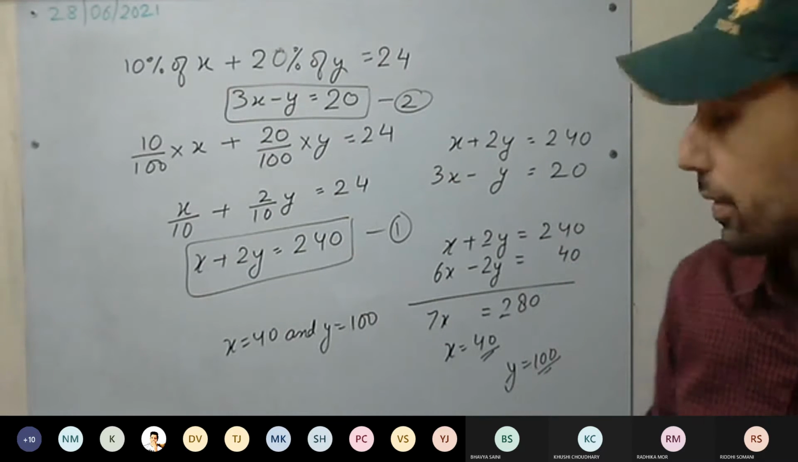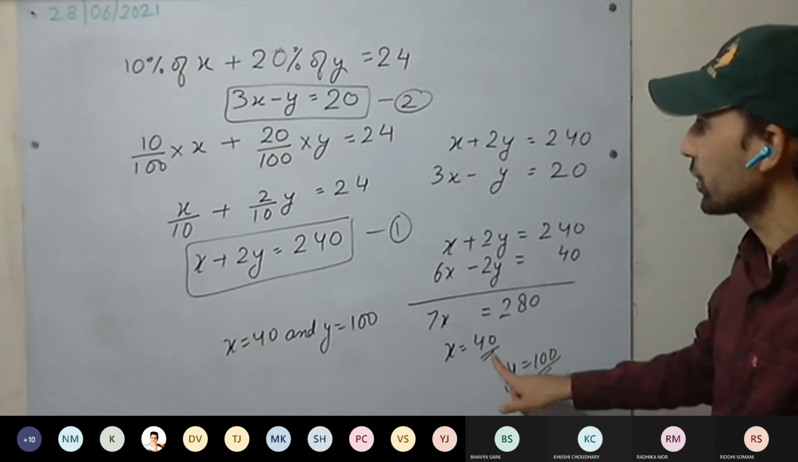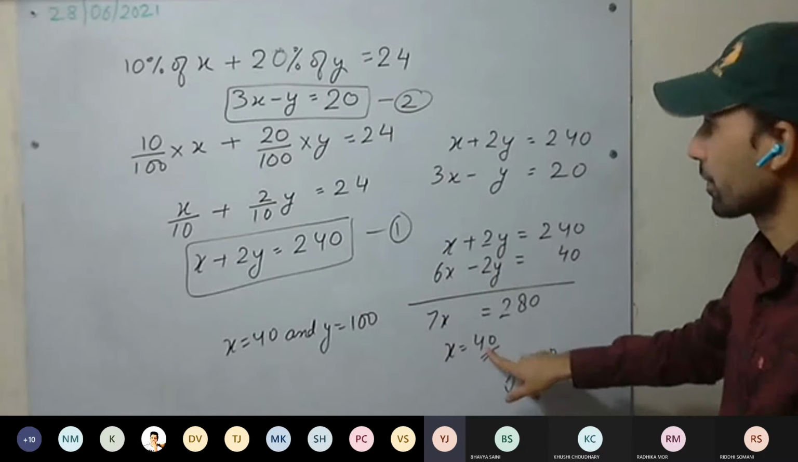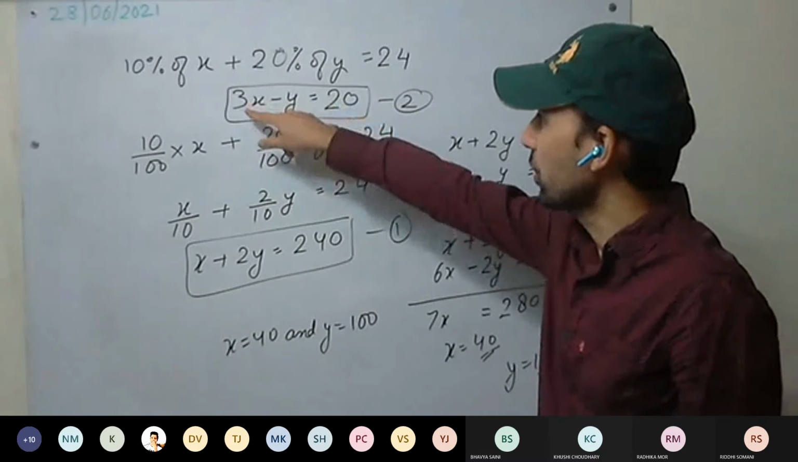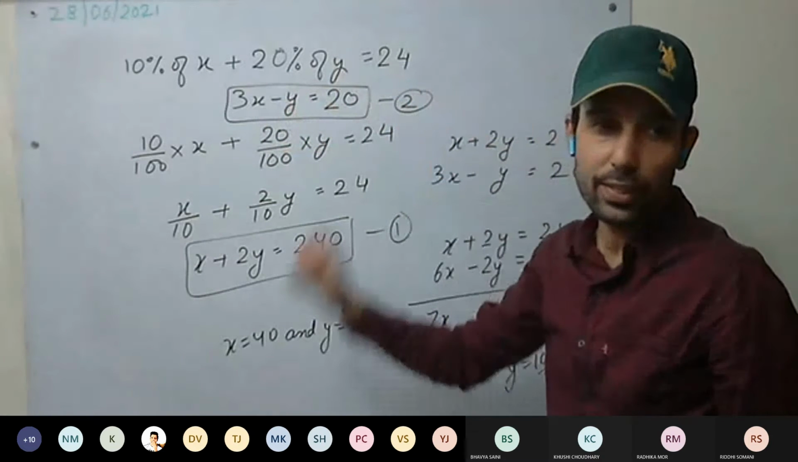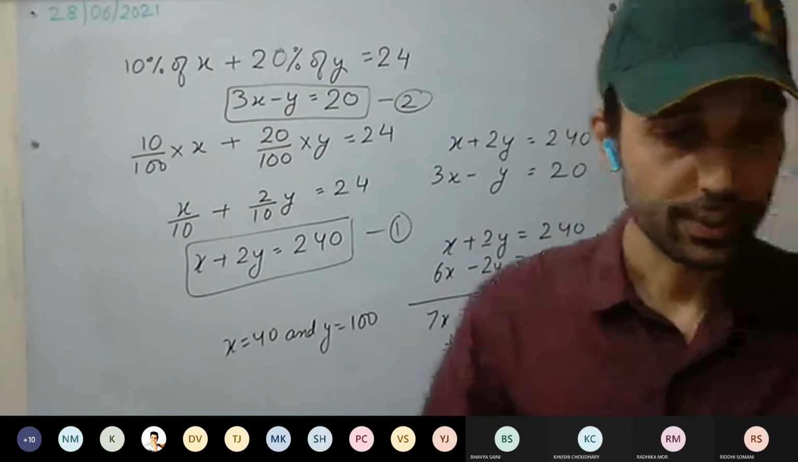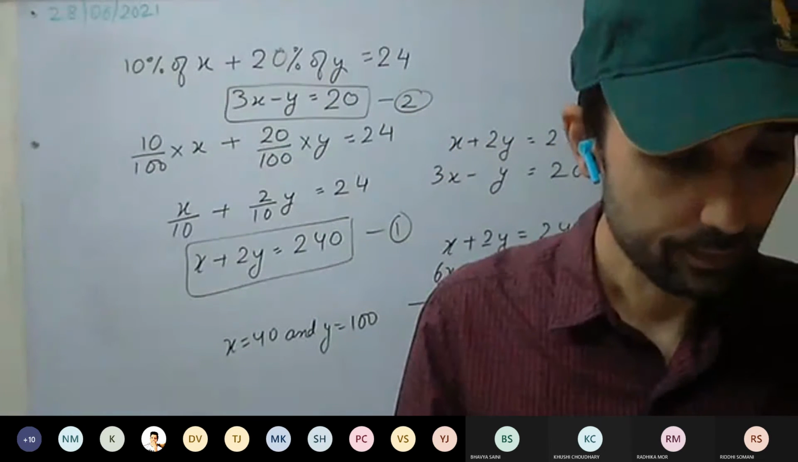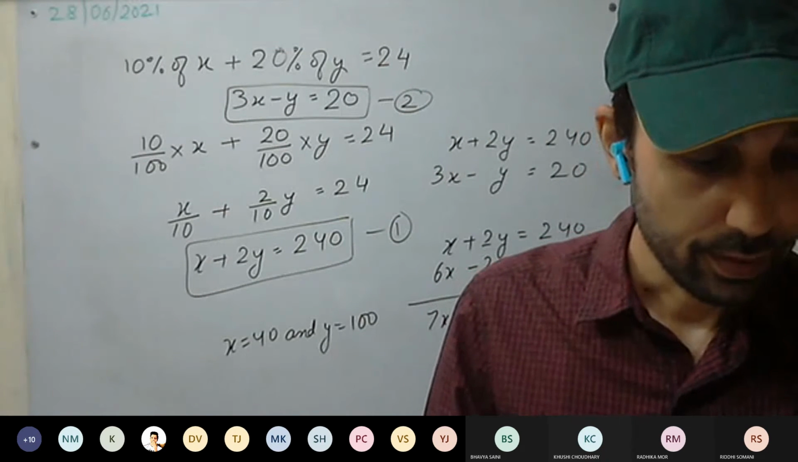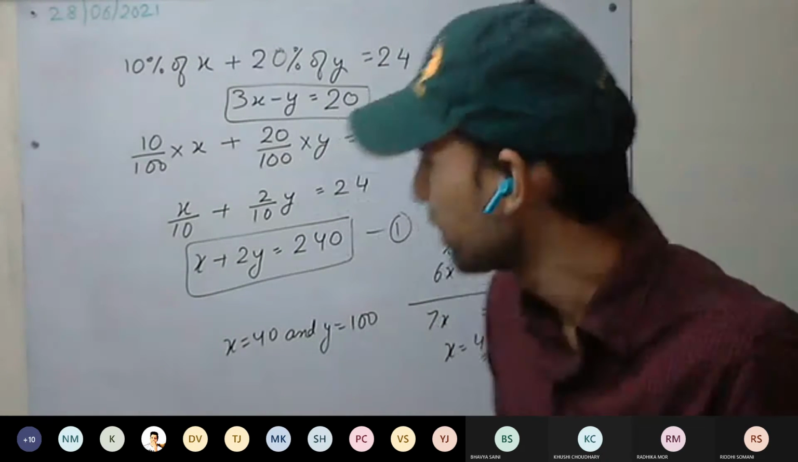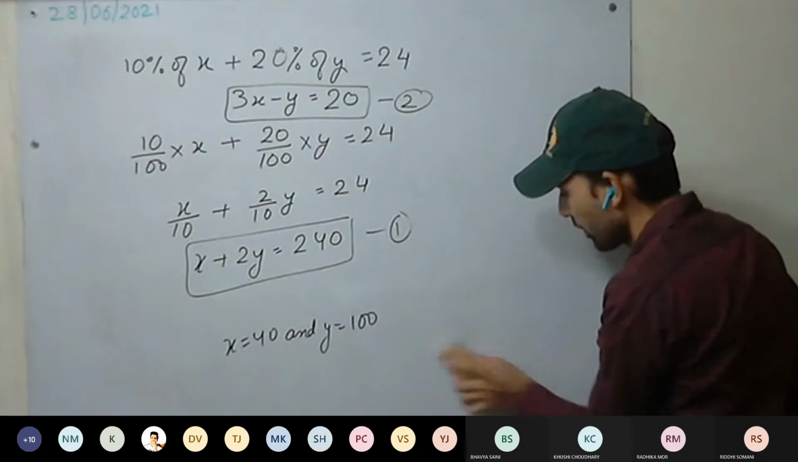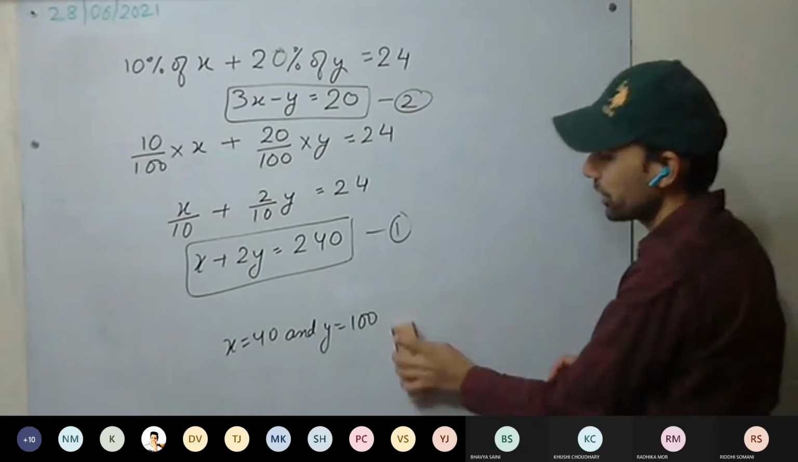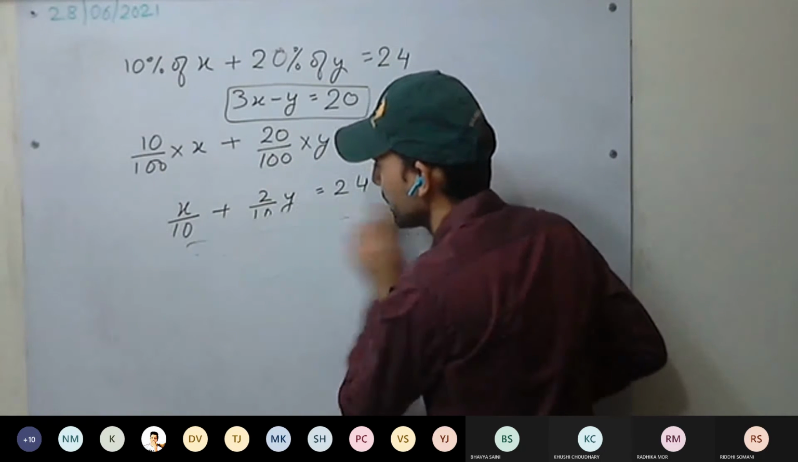Everyone have got the answers? Calculate for y. Yes, sir. 120 minus y equal to 20. 120 minus 20 equal to y. So y equal to 100. Okay, 16th one. Read the 16th question. First read the 16th question, try to understand what you have to do.